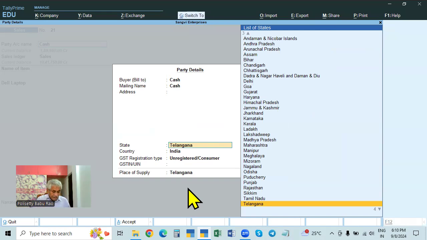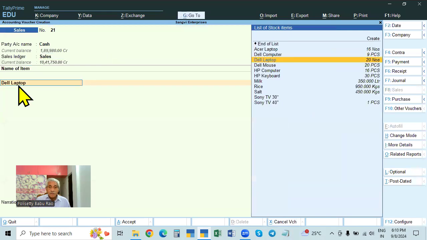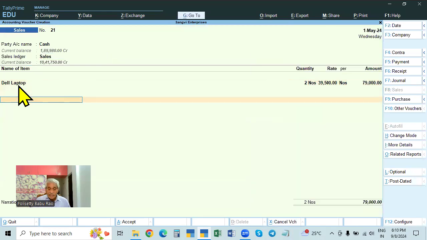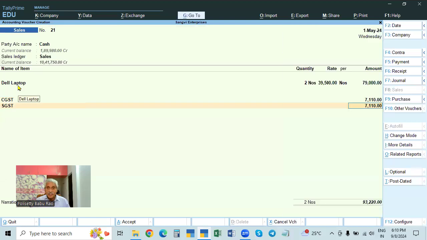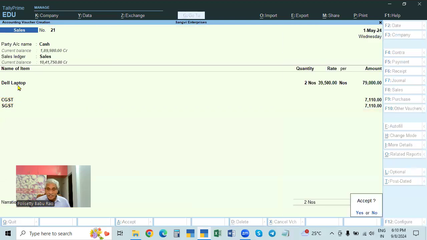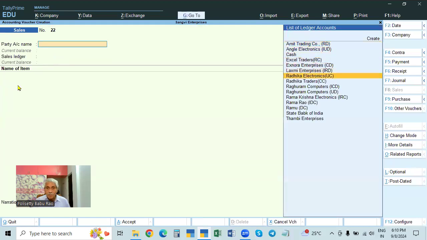Okay. That is why here, when you take this one and go to the tax, it will charge only CGST and SGST. If you do it like this, then it's a problem.